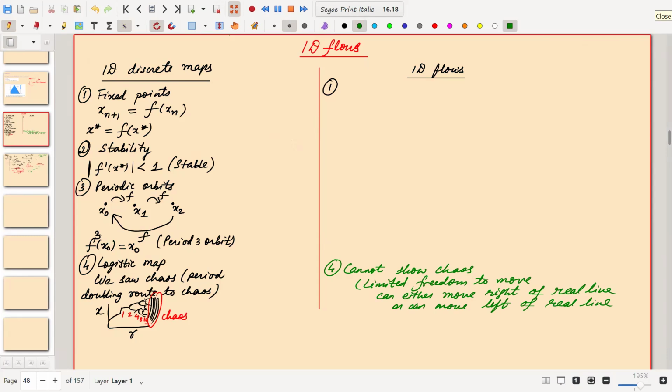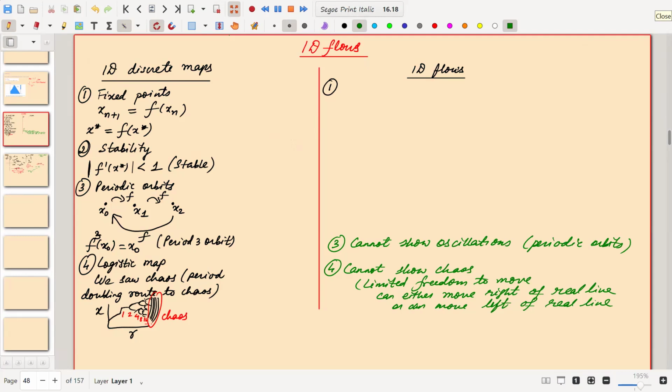I mean, that is simple, right? Because you have only x. It can move either to the positive side or negative side. It cannot move both ways, because it is just one variable, one dimension. When you have two dimensions, it can make oscillations and all those things. So it cannot show chaos and cannot show oscillations or periodic orbits. So if it cannot show oscillations and cannot show chaos, then what can it show?